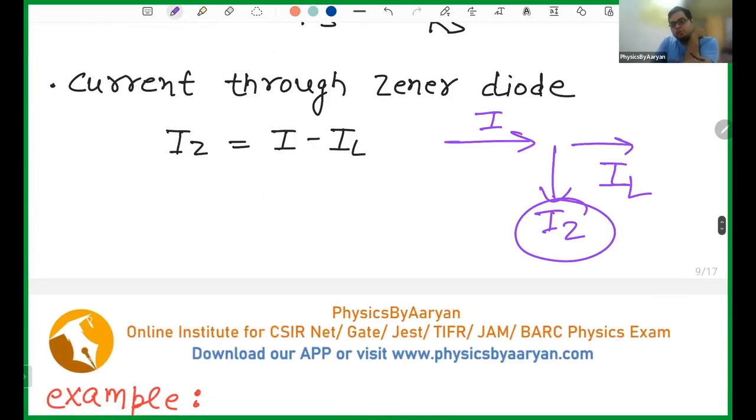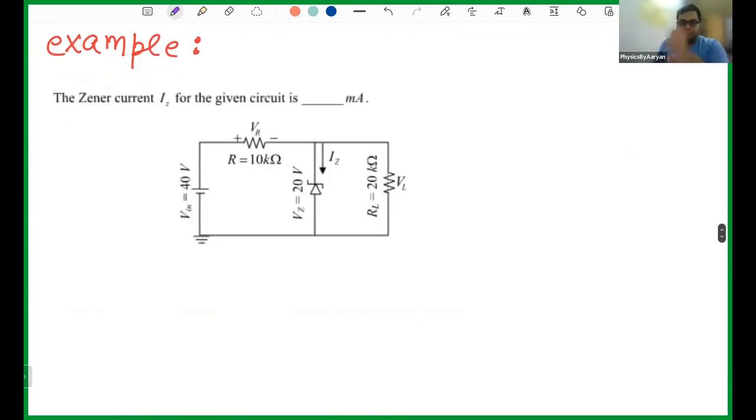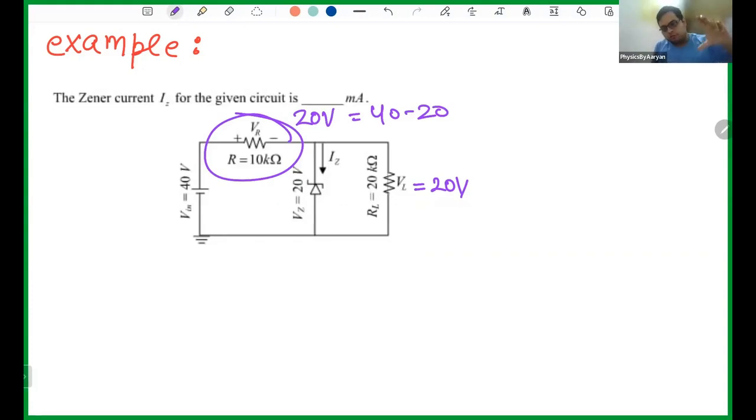Okay. So let's do this in a problem so that you can actually understand what I'm talking about. This is one of the previous year questions, a very simple problem. Input voltage is given as 40 volt and Zener voltage is 20 volt. So if the Zener voltage is 20 volt, the load voltage is also 20 volt, because these two are in parallel. Out of 40 volt, 20 volt goes to the Zener. So the voltage across the series resistor is 40 minus 20, which is 20. So out of the 40 volt input, 20 goes to the Zener and the remaining 20 goes to the series resistor.